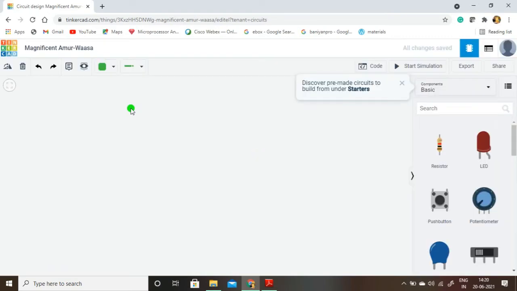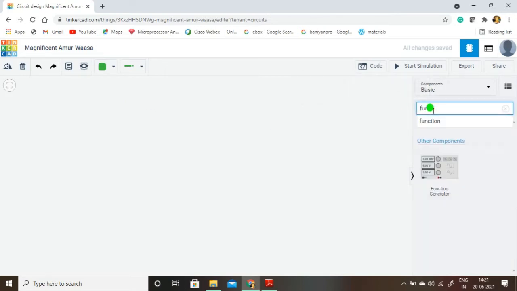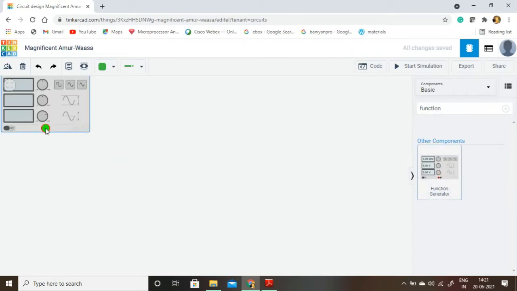Instead of a transformer, here we are using the function generator. In a half wave rectifier, I used only one function generator. Here I am using two function generators, because one function generator creates the positive half cycle, and the other one is used for the negative. Okay, this is the function generator. First I am going to select the function generator here. Okay, there are two function generators I am going to use.